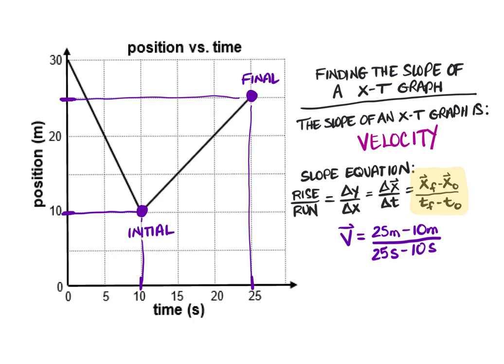This is a very, very nice little graph here. So what that's going to give me is 25 minus 10 is 15 meters, divided by 25 minus 10, 15 seconds. And when I divide that out, my velocity is going to be equal to 1 meter per second. That is how you find the velocity as the slope of a position time graph. Now you try.